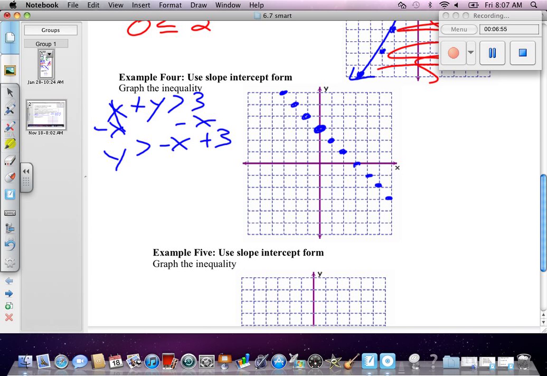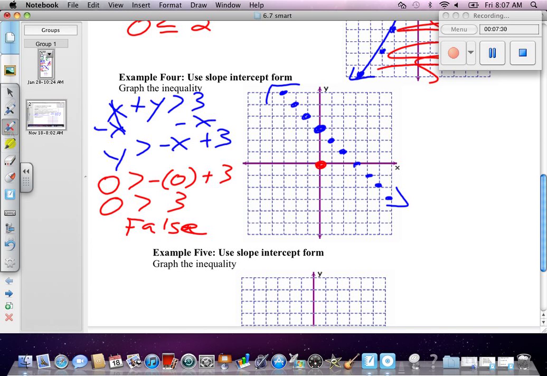Now, is it going to be dotted or solid? And how do you know? Dotted because it's not underlined. There's no equal to. So we're just going to leave it looking just like that. Okay, are you ready? What is the next part? What do I have to figure out? I have to figure out the shading, right? So I'm going to plug in 0, 0. Is 0 greater than negative 0 plus 3? Is 0 bigger than 3? No, this is a false statement. So which side do I shade on? Do I shade on the part that includes 0, 0 or the other side? The other side.